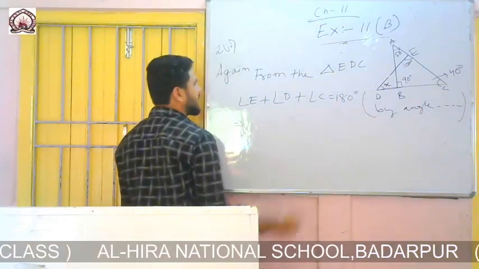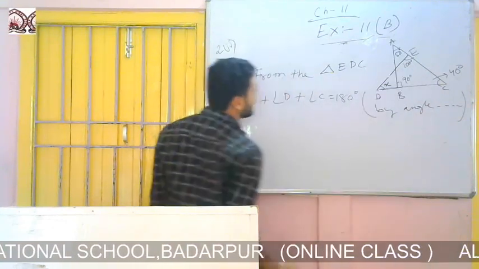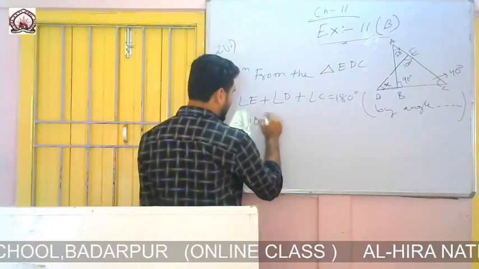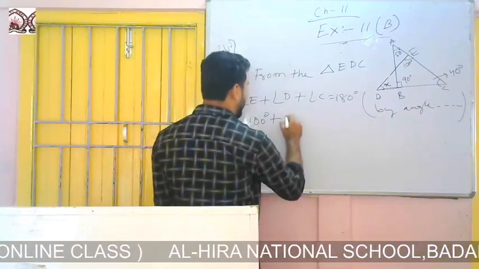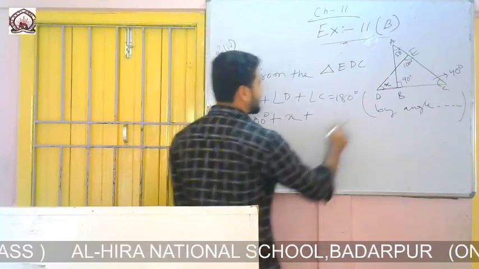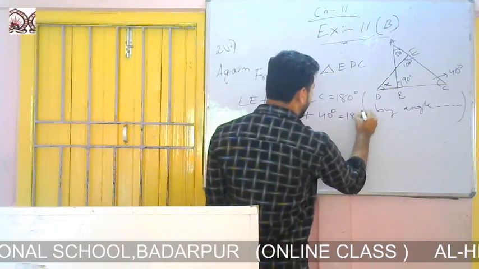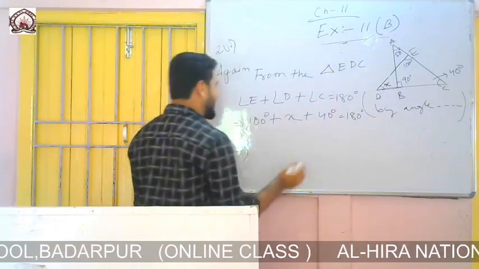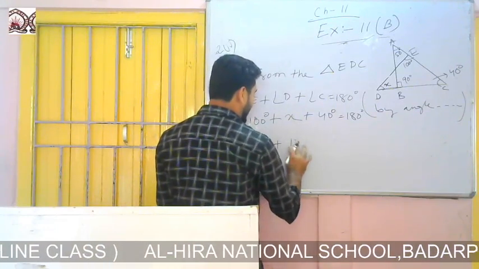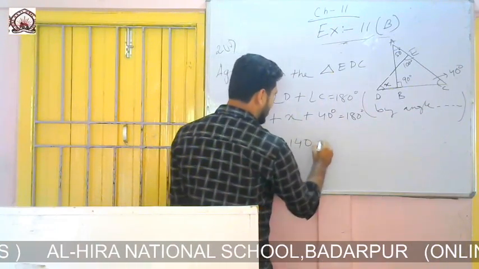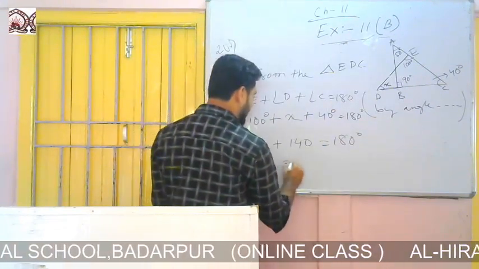So from that you can find what? In place of angle E, I can write 100 degree. And in place of angle D, I can write X. And in place of angle C, we just found 40 degree. So 180 degree. From there, X plus, if I add, then I will get 140 degree, equals to 180 degree. So from there I can write x equals to what?